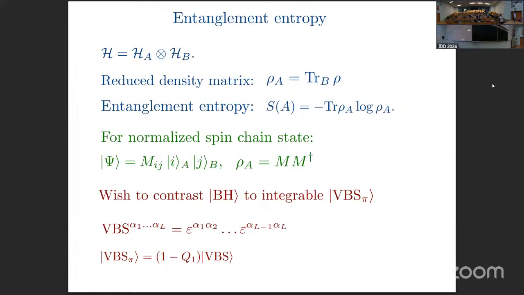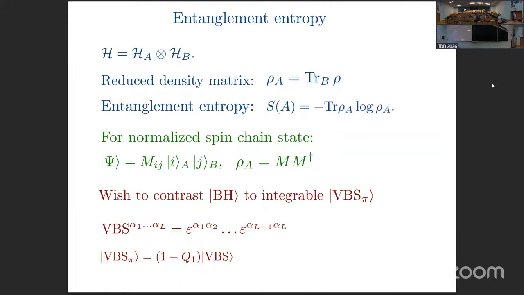So if the density matrix for the full system is rho, and your two subsystems are A and B, you define a reduced density matrix rho A by tracing out the Hilbert space B. And then you define the relative entropy of A relative to B as trace rho A log rho A. And that's something you can really easily compute for a spin chain state.